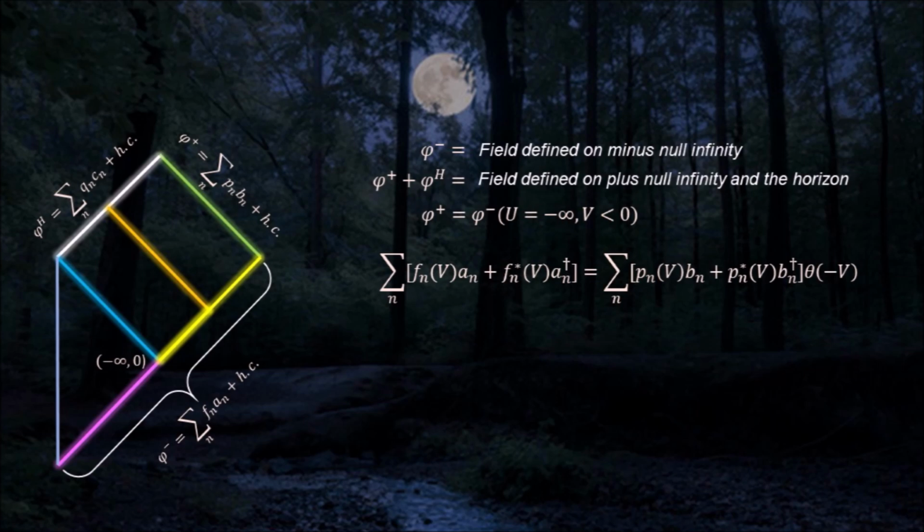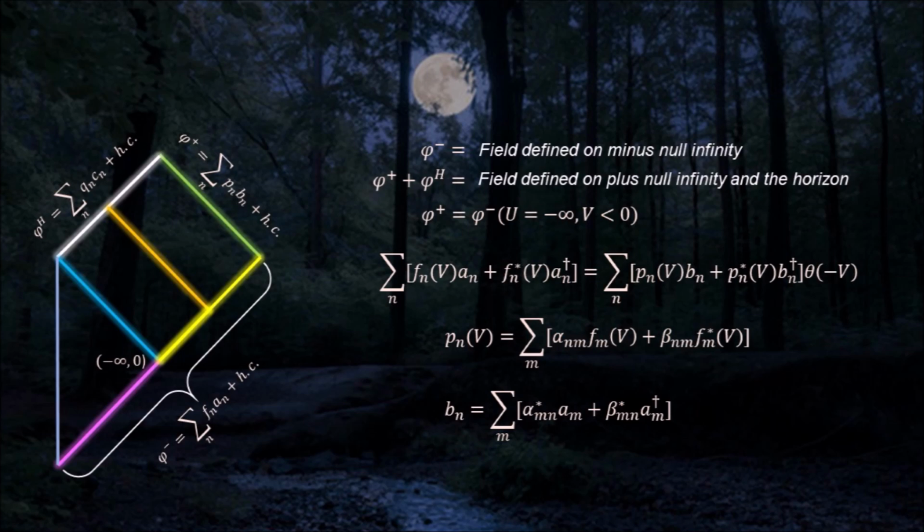Now we just repeat what we've done before. Expand p in terms of f, which leads to this relation between the b and a operators, and of course to the particle expectation number. Now, however, the beta matrix is not 0, because the p and f functions are very different. So the observers in the future null infinity will see particles. The collapsing geometry changes the future vacuum state.